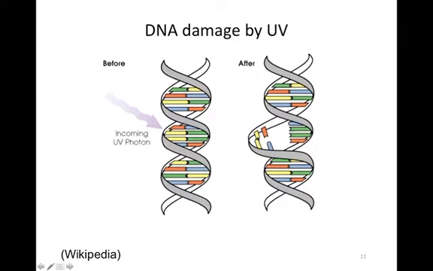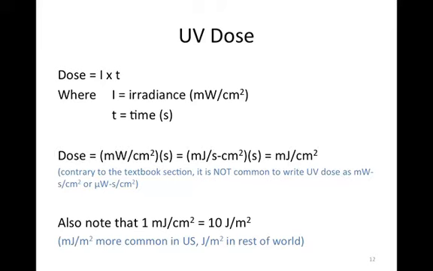Okay, so this covalent bond is between adjacent thymines or any two adjacent pyrimidines. And when that happens, it disrupts the hydrogen bonding. And then this DNA can no longer be replicated. And presumably that's what leads to inactivation. And we'll get to that.